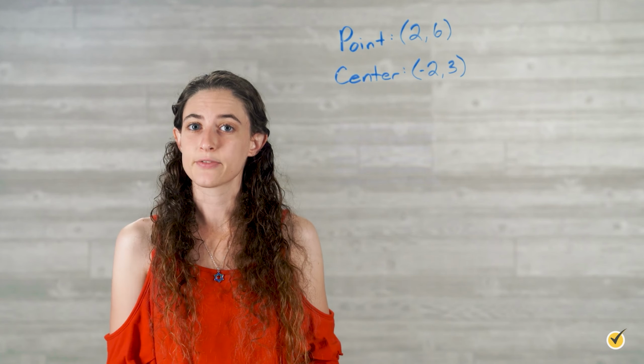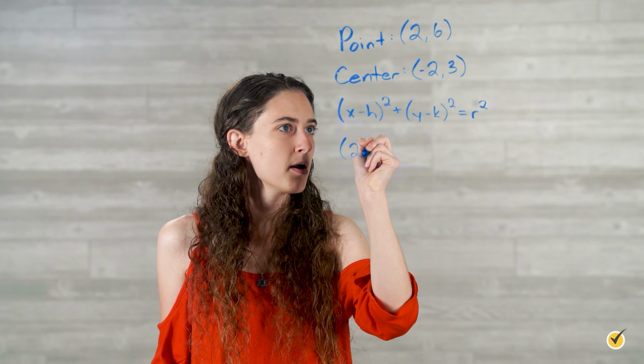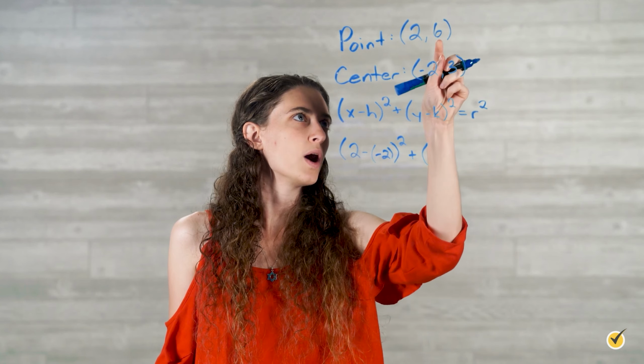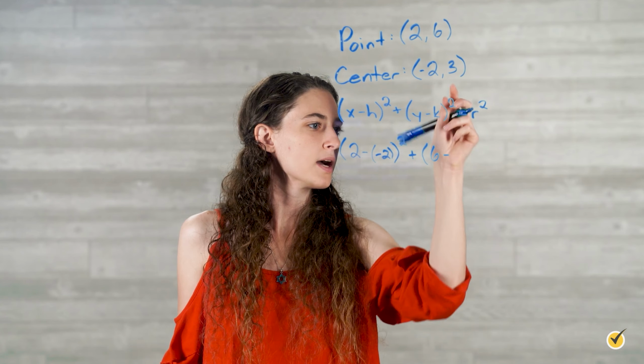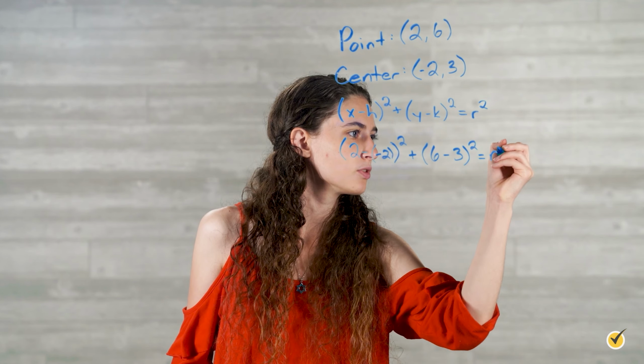So the formula for a circle is (x - h) squared plus (y - k) squared equals r squared. So our x and y comes from our point that we're given, and our center is our h and k. So x is going to be 2, minus h is negative 2, squared, plus y is 6 minus 3, squared, and we're not given r, so it equals r squared.